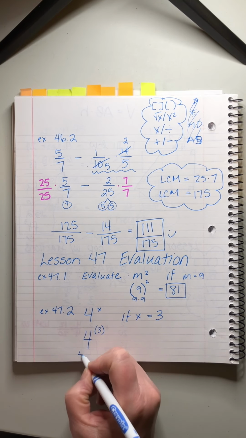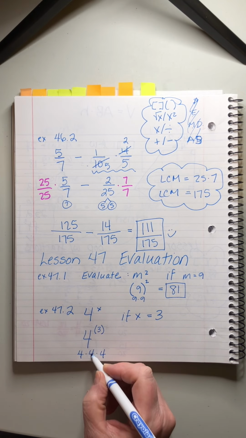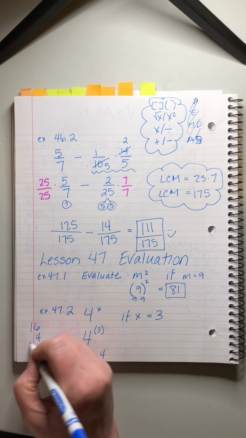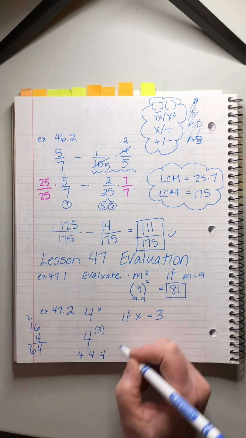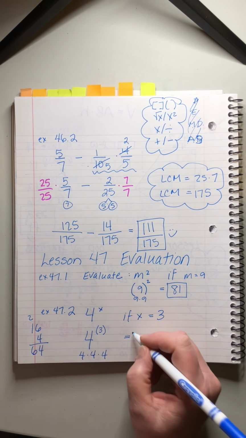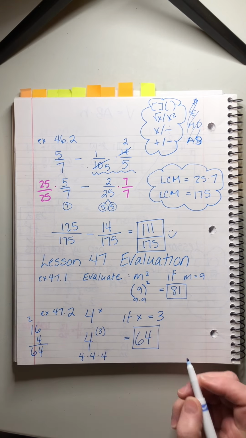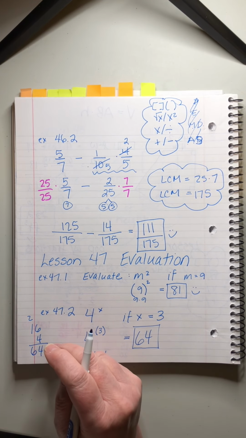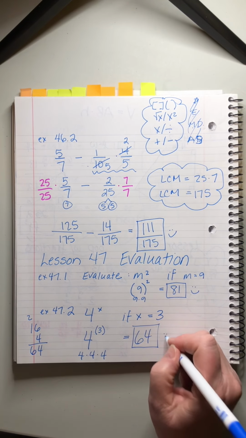And we know that means 4 times 4 times 4. 4 times 4 is 16. And we have to multiply it one more time. And so we calculate that 4 to the 3rd power is 64. All right, do you feel good? Got a couple more, but that's all there is to this lesson.